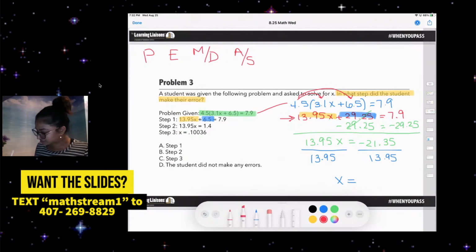You know what they did? They forgot to distribute the 4.5 to both terms inside the parentheses. So they forgot to multiply 4.5 by 6.5. They forgot to do it, which means that that is where they made the mistake. Their mistake is A, step 1. Once you see a mistake, there's no need to keep going.